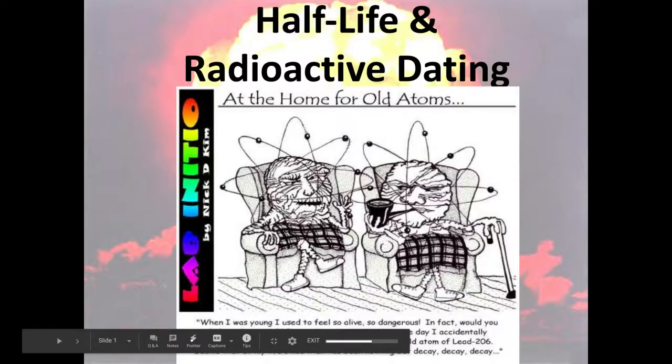Hello. Today's lesson is on half-life and radioactive dating. Half-life is the time it takes for half of the mass of a radioisotope, something unstable, to decay into something that is stable.